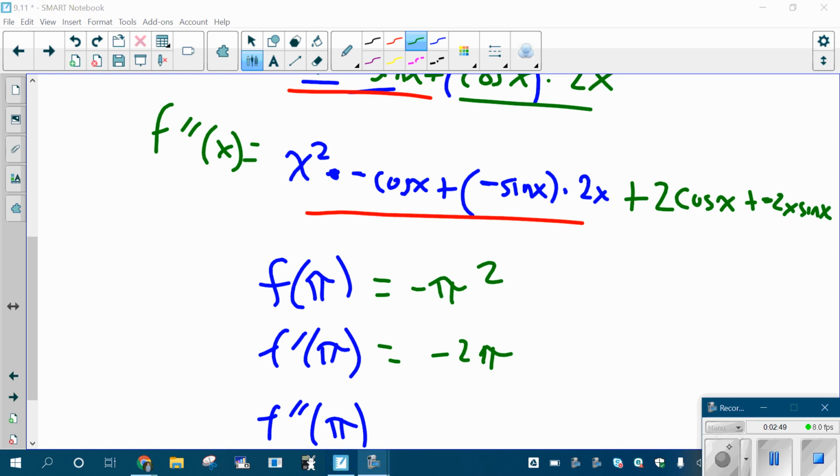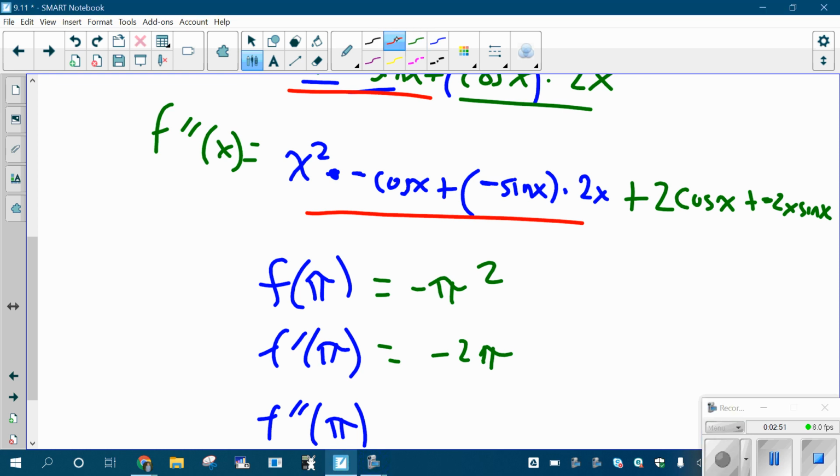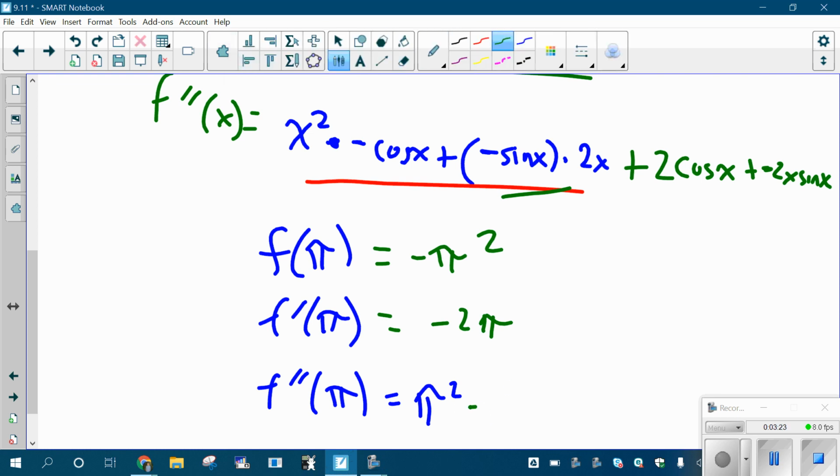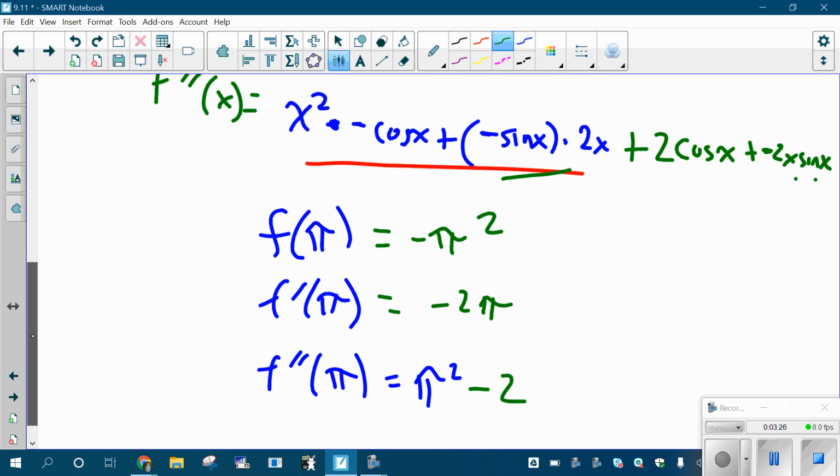And for the second derivative, let's plug in. We're going to have pi squared times negative cosine of pi. Cosine of pi is negative 1, so the negatives cancel, so it's positive pi squared. The term with negative 2x sine of x is going to go away because the sine of pi is 0. We're going to have plus 2 times the cosine of pi. The cosine of pi is negative 1, so minus 2. And this term is going to go away. So we should be able to do that without a calculator. Unit circle stuff. Good stuff.